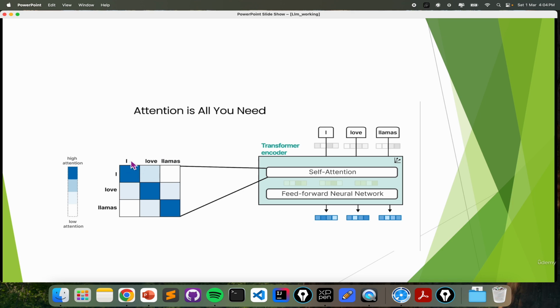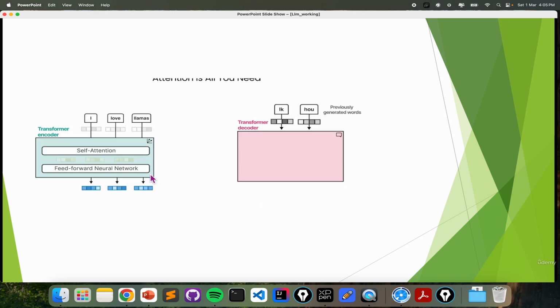It is not converting into another language. Just try to understand how "I" and "I" are related. It is 100% related, right? "Love" and "I": most of the time we say "I love you", so "I" and "love" are related to each other. How are "Llama" and "I" related? There is very little relation, or maybe no relation, so zero, something like that. So it is trying to find the relationship between each word. That is the self attention.